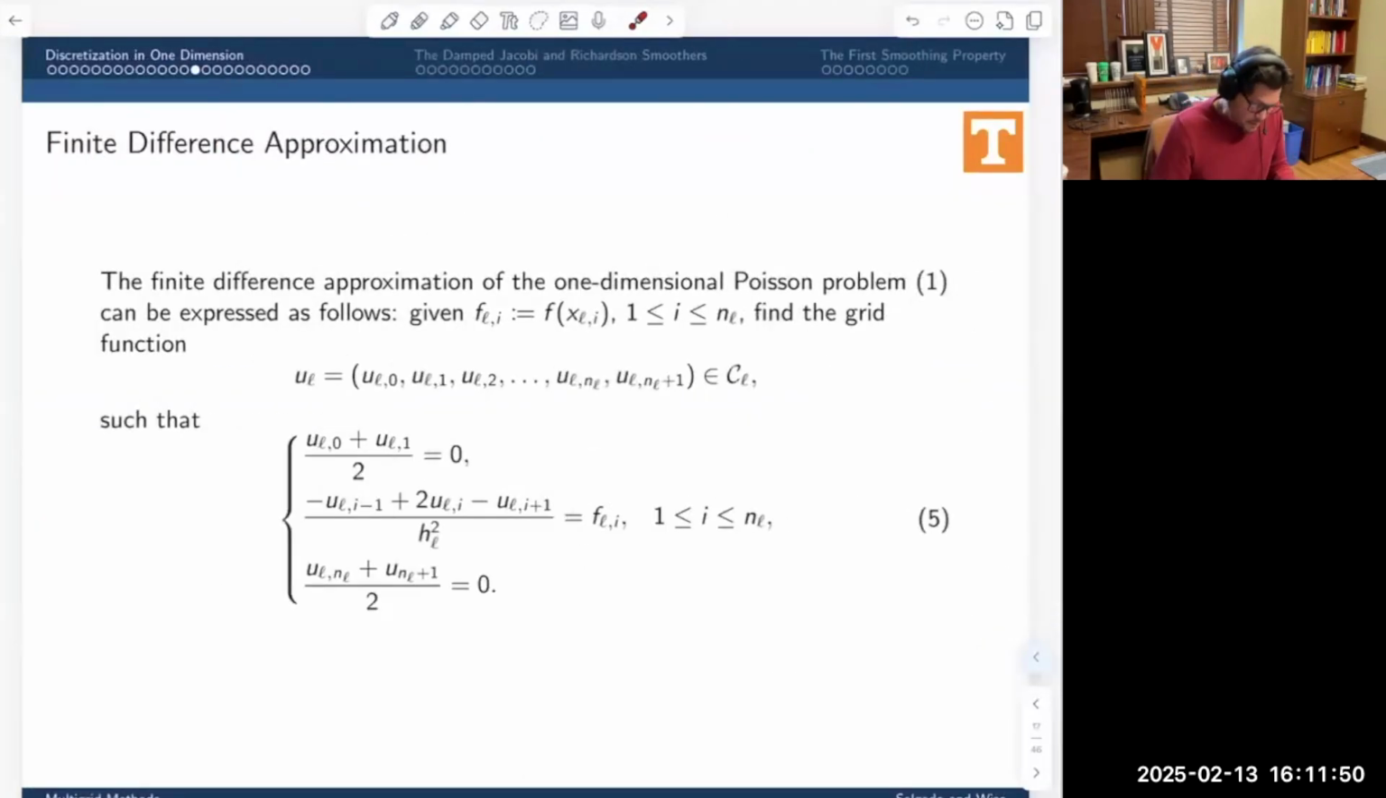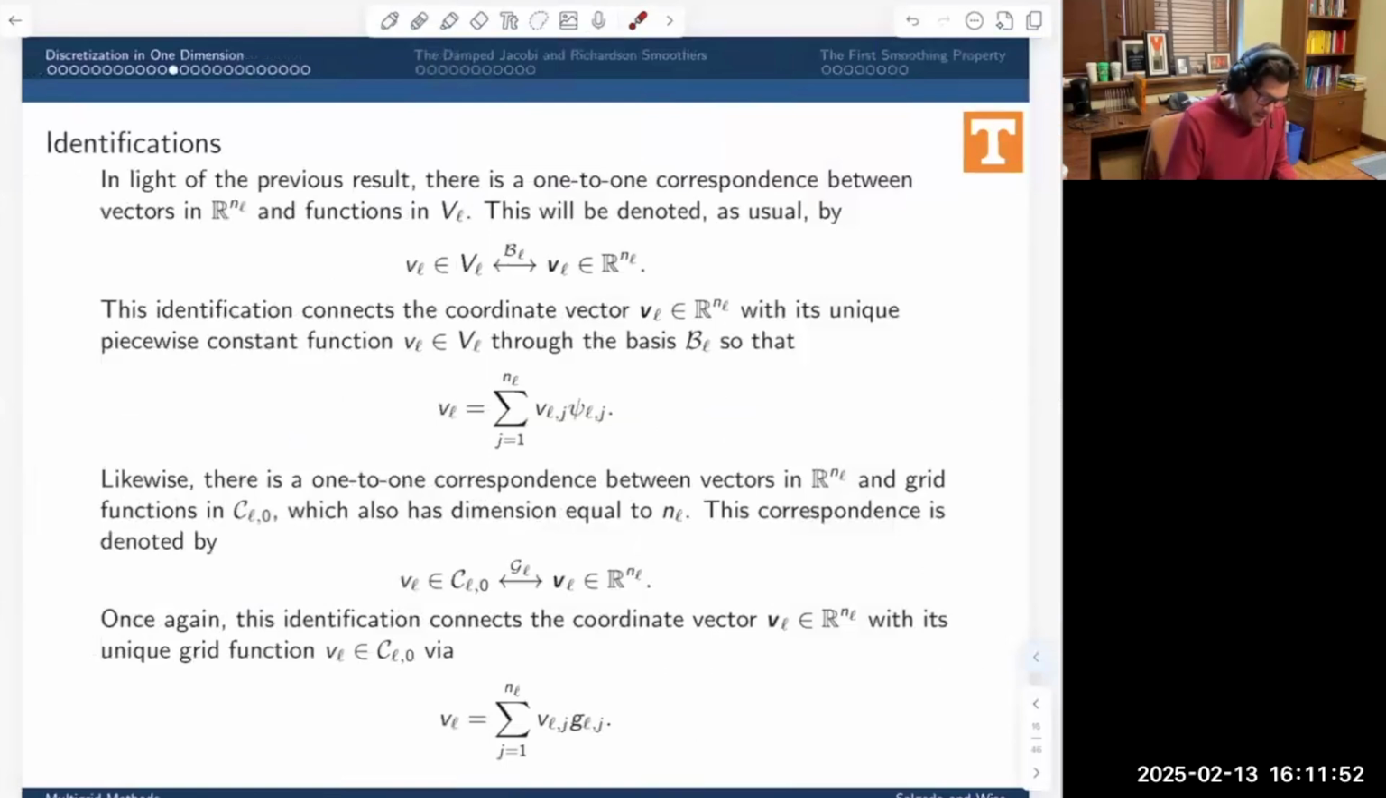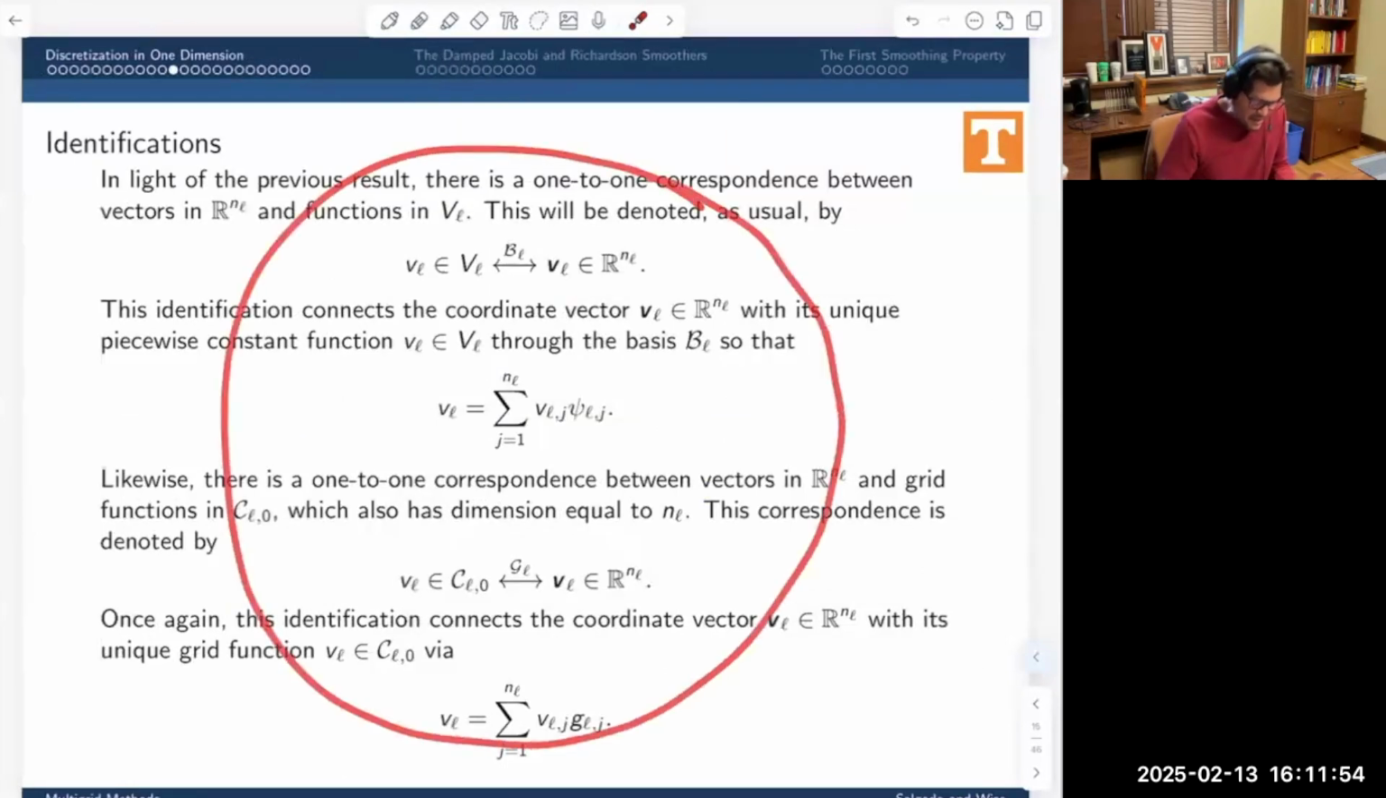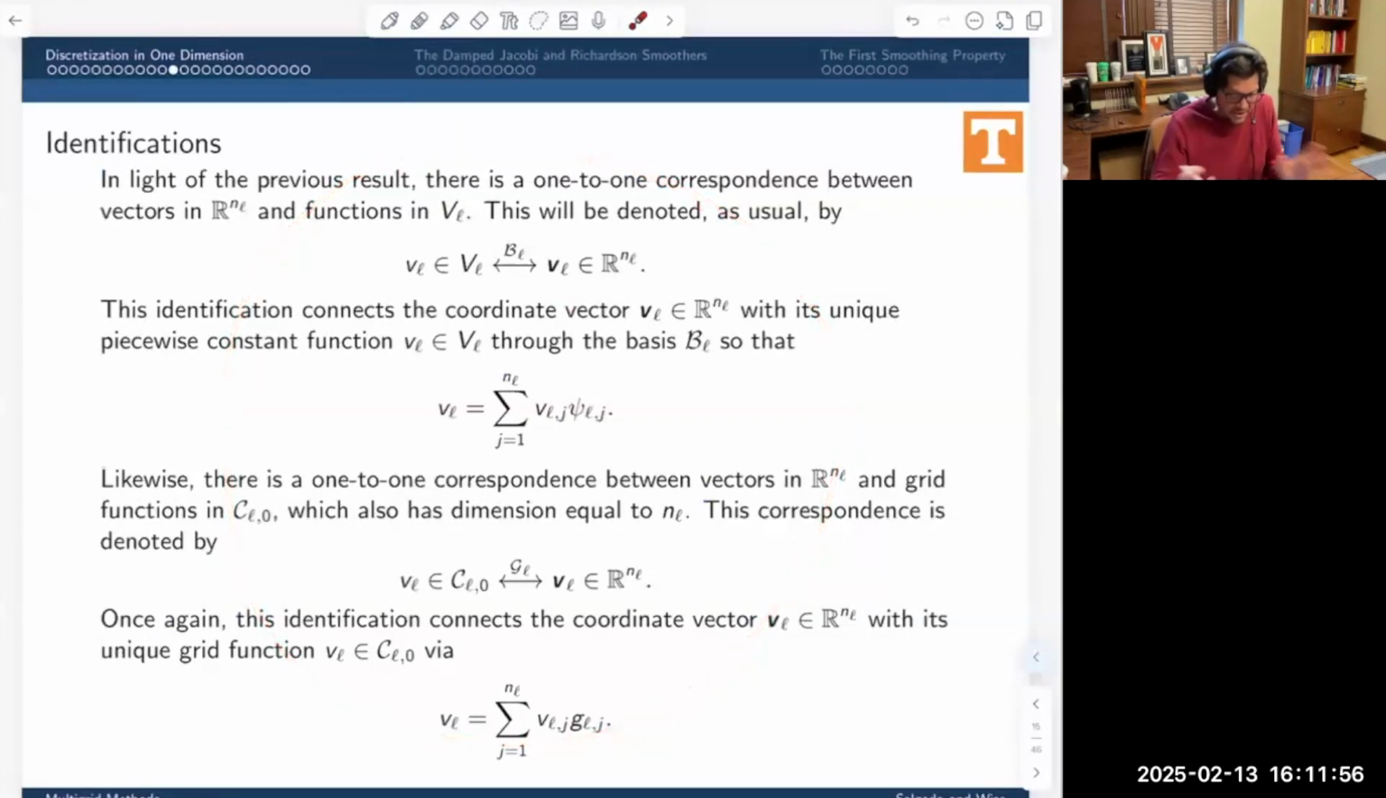All right, so I wanted to go back and talk about this. So this is, in symbols, exactly what I just said by a picture. So there's a one-to-one correspondence between vectors in R^{N_L} and the functions of V_L. And this correspondence is denoted as usual like this. So this means a function from the piecewise constant space of functions, and it's connected through this basis B_L.